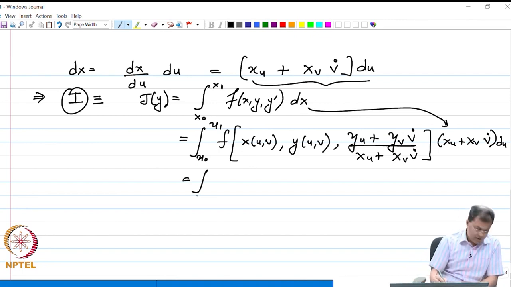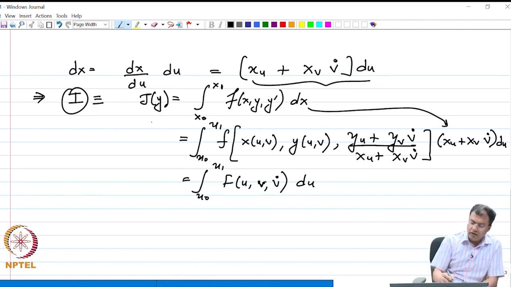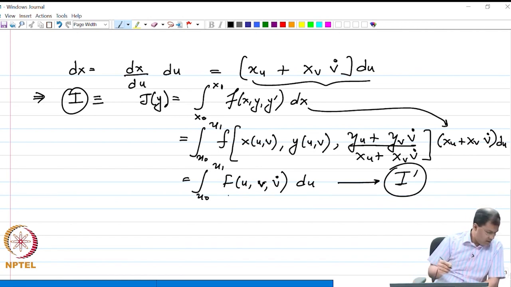We also see that this integral is from u 0 to u 1 of f of u, v, v dot times du. So, let me call this 1 prime. We have now finally reduced our functional completely in the form of the new coordinate system u and v. So, this is the analog of the functional in the Cartesian frame.